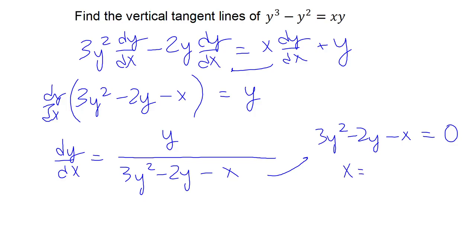We can just solve for x. x is equal to 3y squared minus 2y. And if that's the case, we can just plug x equals 3y squared minus 2y back into the original equation and find all of the y values that satisfy that. And then we'll have to go back through and find the appropriate x values.